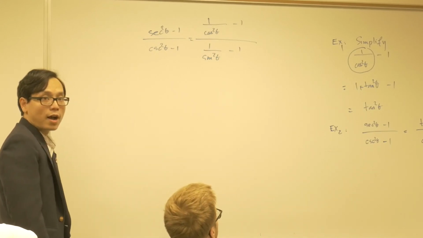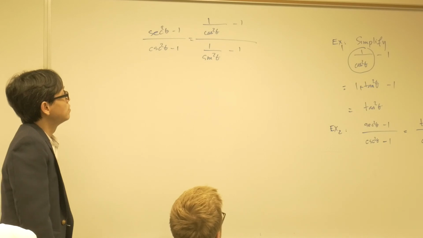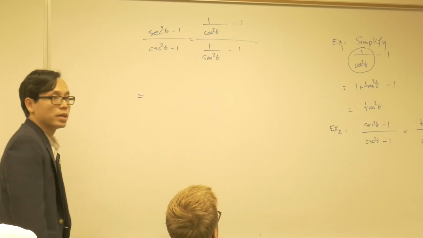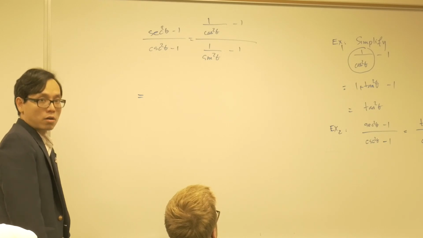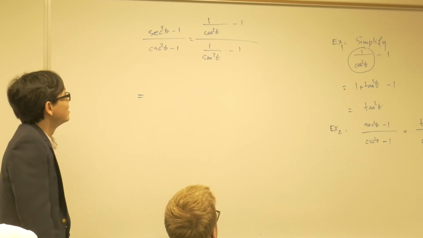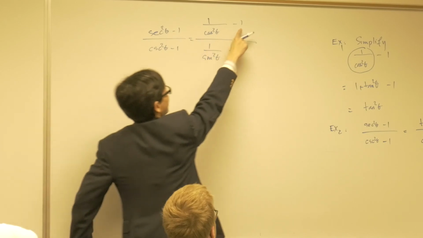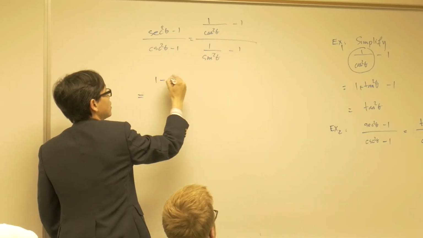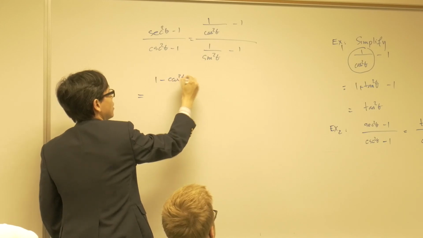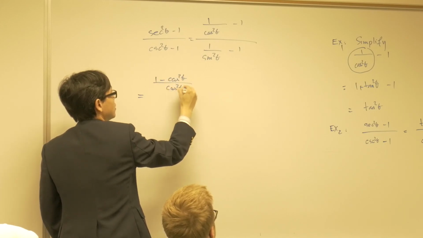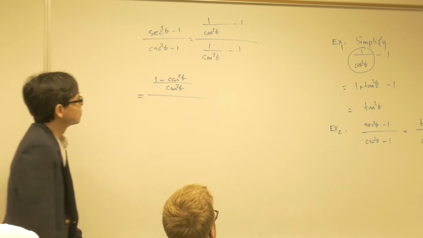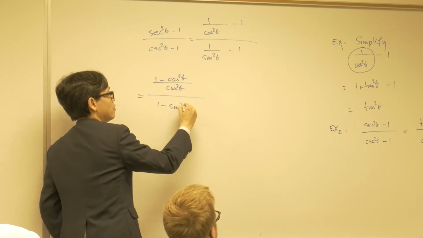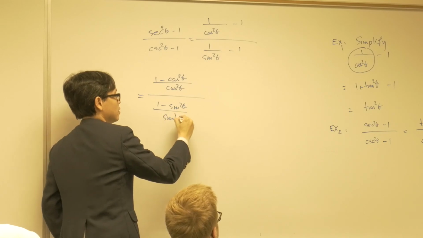Okay. And I find LCD at the top. You see that one method will be taking longer than the other. So I find one LCD on the top, and I have 1 over cosine square theta over cosine square theta over 1 minus sine square theta over sine square theta.